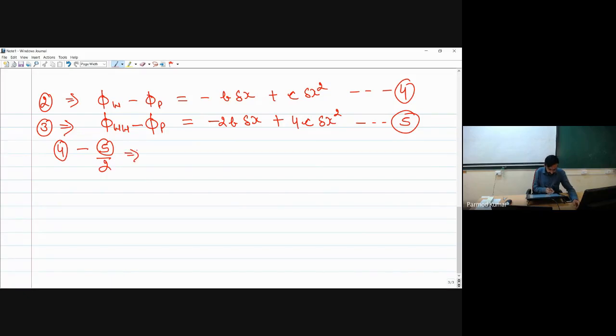Okay. So if I apply this operation 4 minus 5 divided by 2, my left hand side will be becoming phi w minus phi ww. Okay, this phi p will be cancelling out, and in the right hand side this b delta x will be cancelling out. Okay, so b delta x and this divided by 2, this will become plus, so it will be cancelling out, and I'll be getting c delta x square minus 2c delta x square.